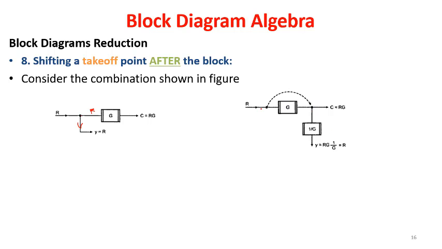Here we can see that when you are shifting, with 1 divided by G, the output which is coming here will be RG, and it will be getting multiplied by 1 divided by G. This G and this G cancel, so the output will be Y is equal to R, which is similar to here. Here the output for this one will be C is equal to RG, which is also the same.